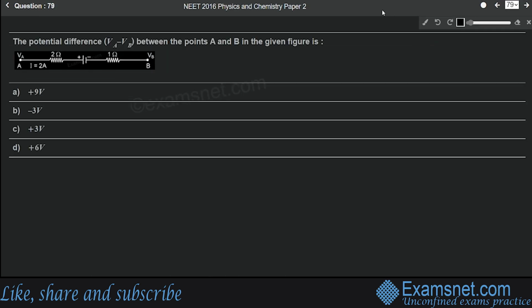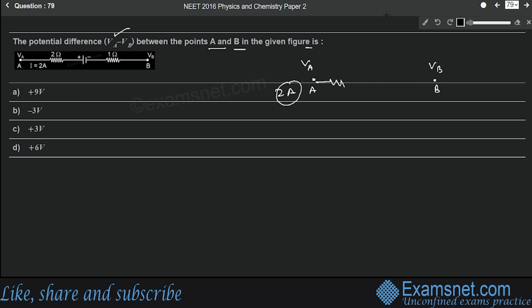Question number 79 is from the chapter Current Electricity, and the question is: the potential difference VA minus VB between the points A and B in the given figure is. So we have 2 points, point A and point B. Potential here is VA and this side we have VB. Current is 2 ampere. 2 ampere current is flowing.